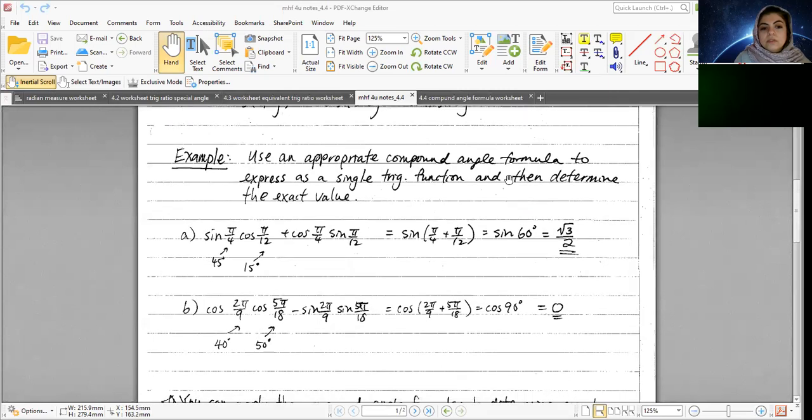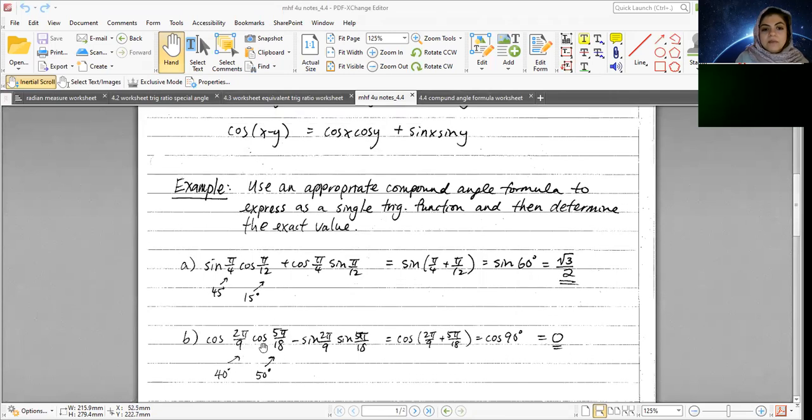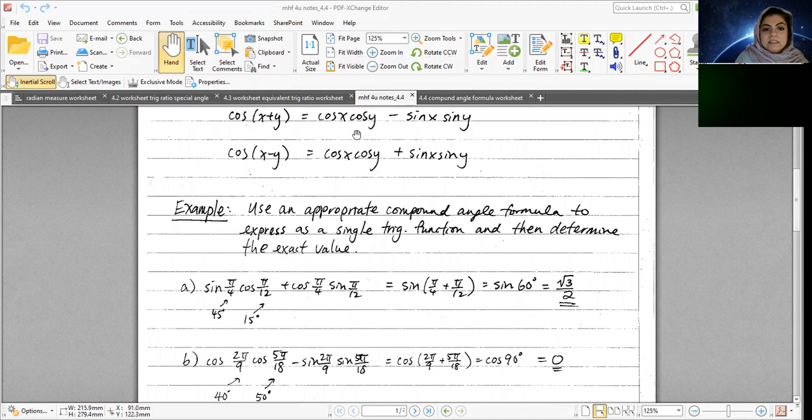Let's just do another one. So it's cosine of 2 pi over 9, cosine of 5 pi over 18 minus sine of 2 pi over 9, sine of 5 pi over 18. 5 pi over 18 is 50 degrees, 2 pi over 9 is 40. We don't have any special angle separately for them, but I can use one of these formulas here. See, this looks like this third one here. So I have this side, I can find the other side. So addition of these two angles, right? Cosine of addition of these two angles, 40 plus 50 is 90. Cosine of 90 is going to be 0.